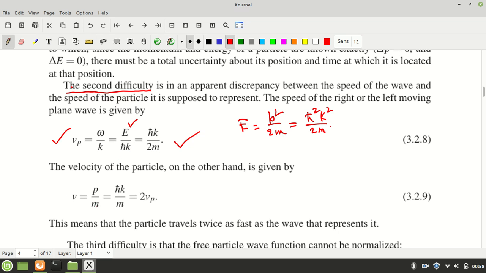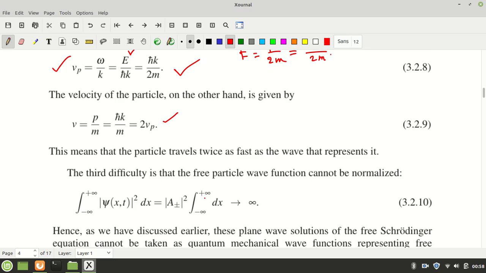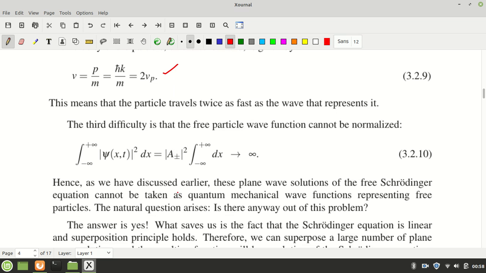Now the particle velocity is p by m, that is momentum by mass, so h cut k by m. So h cut k by m is twice the wave velocity. So the particle is moving with a velocity which is twice that of the wave. So the wave is moving slower than the particle. And what wave? That wave which is describing the particle. So this is a fallacy. How does the wave get slower or left behind the particle, when the wave is indeed a representation of that particle? So this is a difficulty.